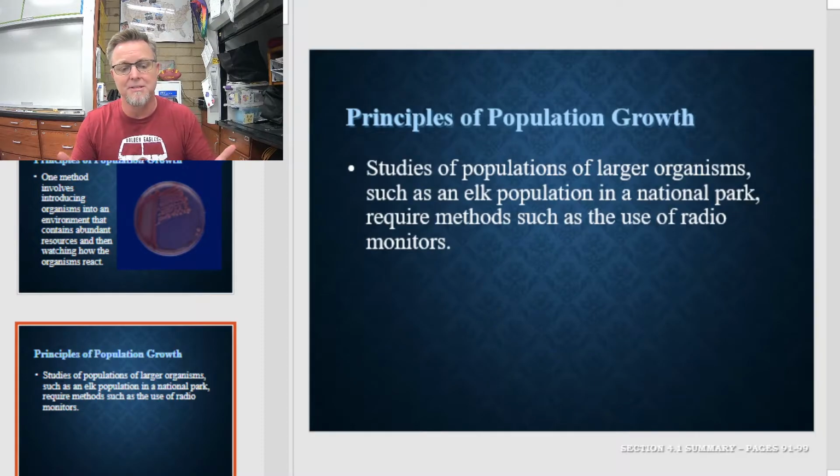Well, if you're going to study something that has a backbone, a vertebrate like elk, then you're going to have to use radio monitors or some other type of sampling that doesn't actually hurt the animal in the end, to watch how their population adapts and adjusts and deals with environmental conditions.